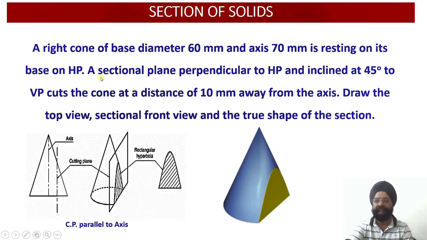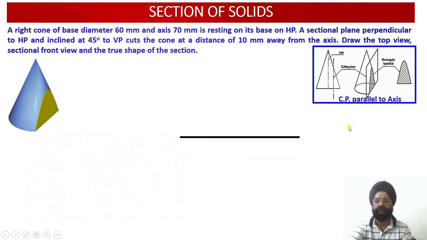Second, there is a sectional plane which is perpendicular to HP and inclined at an angle of 45 degree to the vertical plane. It cuts the cone at a distance of 10 millimeter away from the axis, and we are required to draw the top view, sectional front view, and the true shape of the section. So just see here we have the XY line.